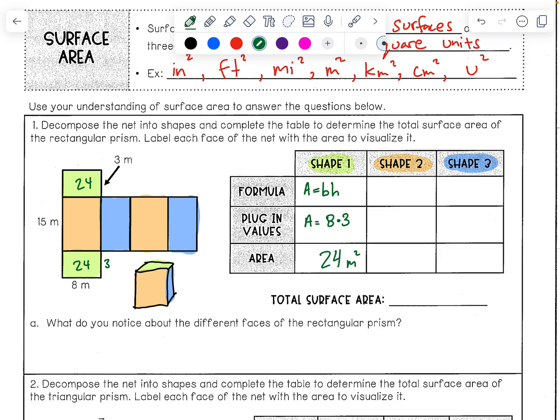Let's do shape 2, which I said was the front and back. It is a rectangle, so we are going to use our same formula, area equals base times height. I believe what they're saying is that this is the base right here. It is 15, or the height at least, whichever measurement it is. And what would this be? Well, that would be 8. And how do I know that? Take a look, it's down right there. So that's 15 times 8.